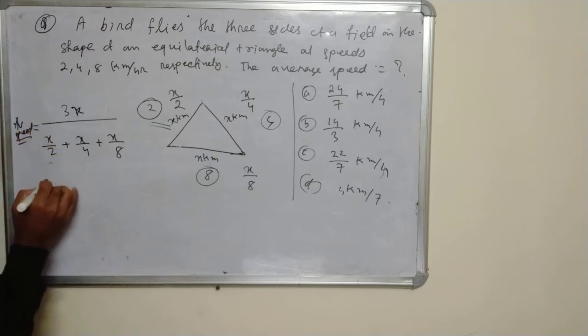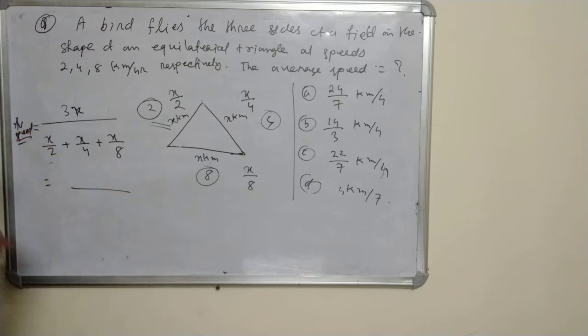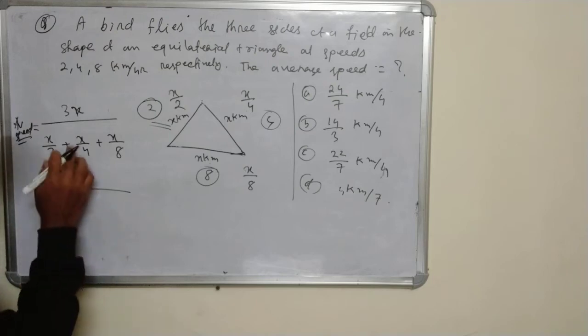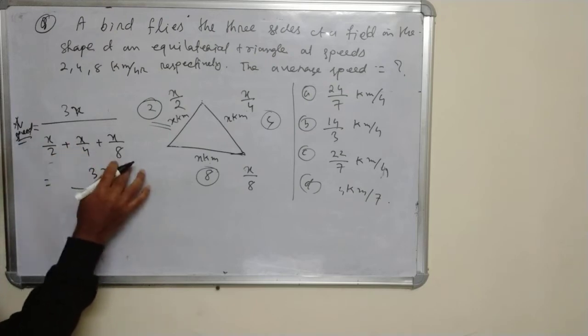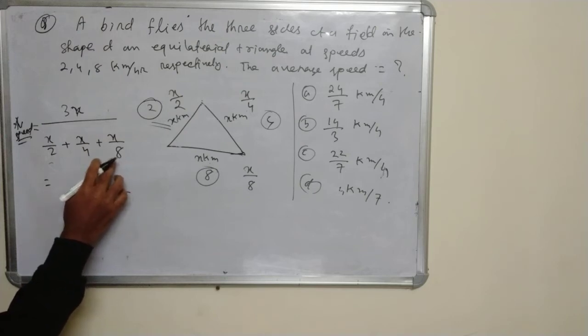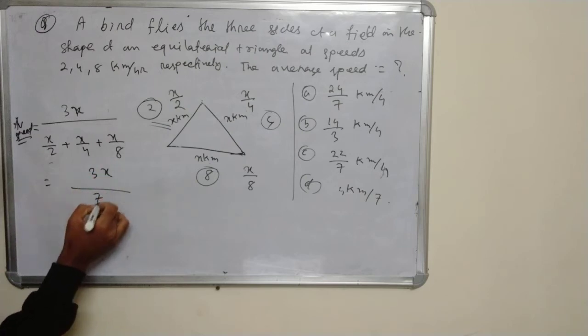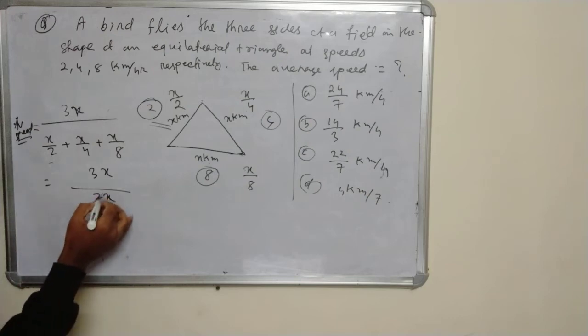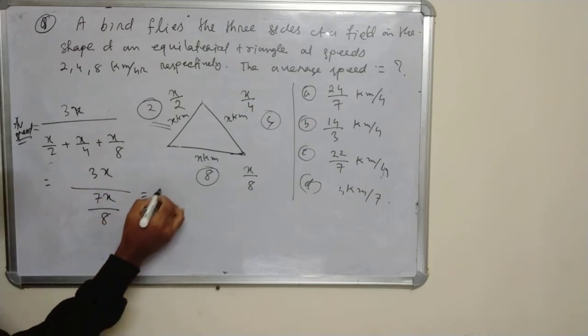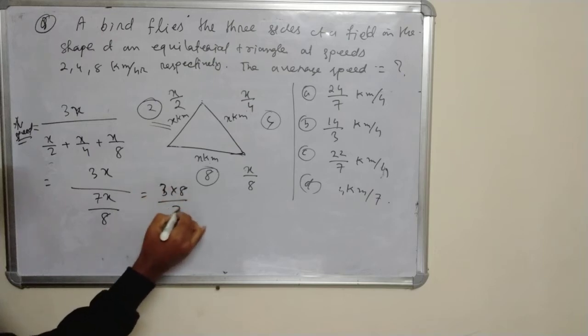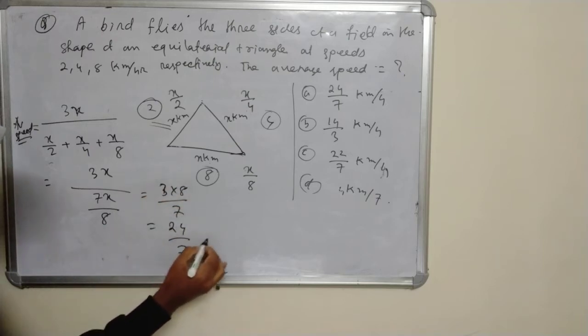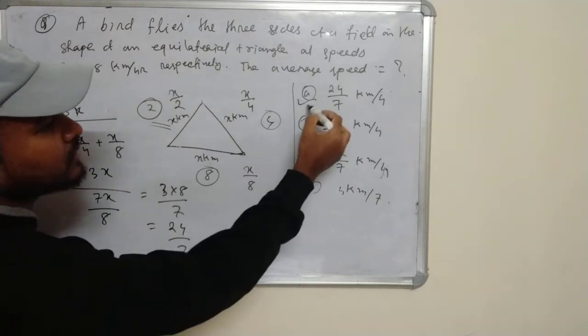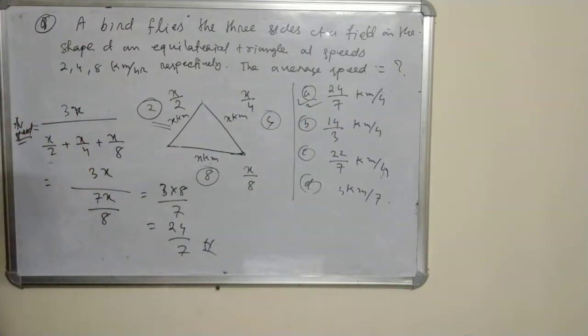So you can calculate it here. If the numerator is 3x, then taking the LCM of the denominator, it will be 8, and the sum becomes 7x over 8. Then x cancels, and we get 3 into 8 by 7, so 24/7. So this is the correct option. In this way, one can solve it.